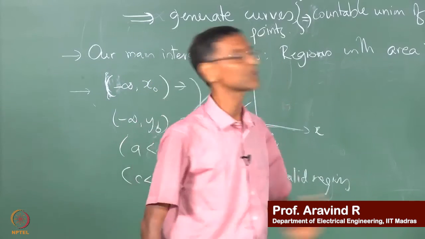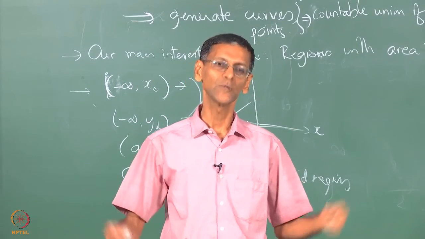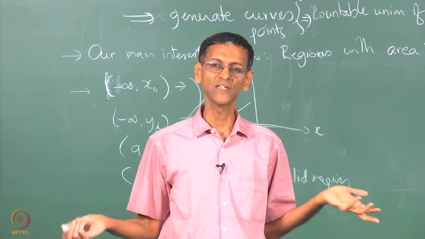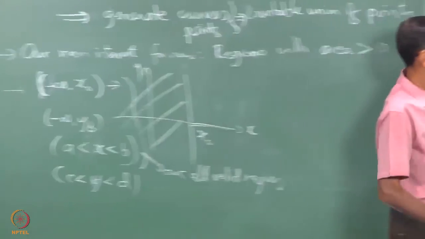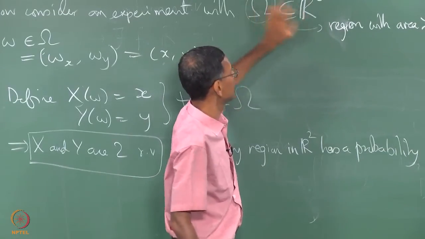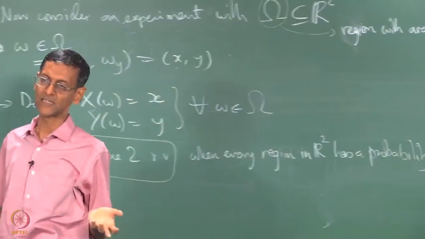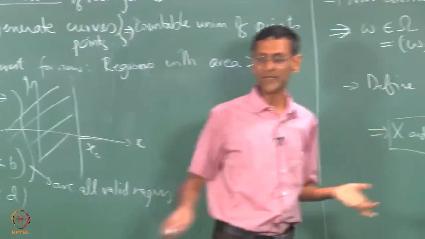So the question is, how do you assign probabilities to regions? As I said, for now we are going to assume that the capital omega has area greater than 0, and for every non-zero region we are going to do a double integration.